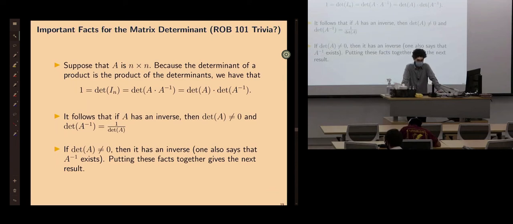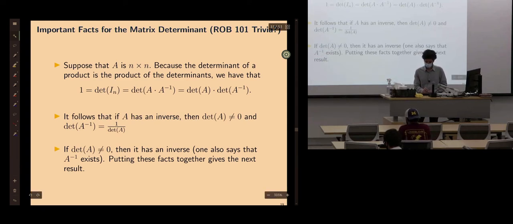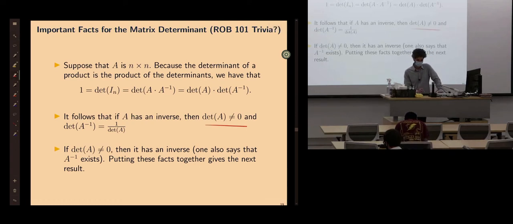Now, what's the implication here? We're saying that if we multiply them, the answer must be 1. On the other hand, the determinant must be non-zero for the determinant of A inverse to exist. Otherwise, we get division by 0 here.